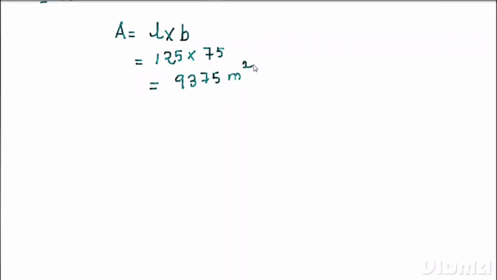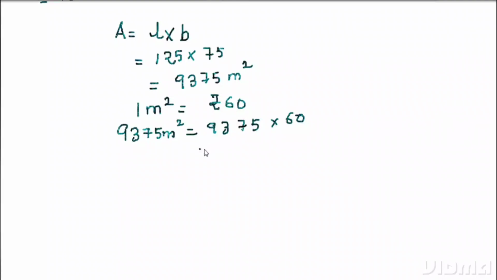So now I have found out the area. Now can I find the cost of leveling at the rate of 60 per meter square? So 1 meter square cost is given to me as rupees 60. So what is the cost of 9375 meter square? That is going to be 9375 multiplied by 60. So when I do 9375 multiplied by 60, I get rupees 562500. So this is the cost. So this was my fifth question. Now let's go to the sixth question.